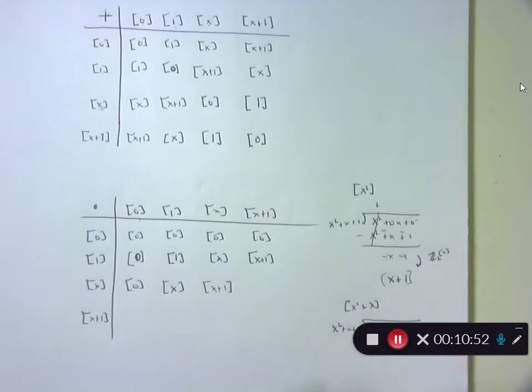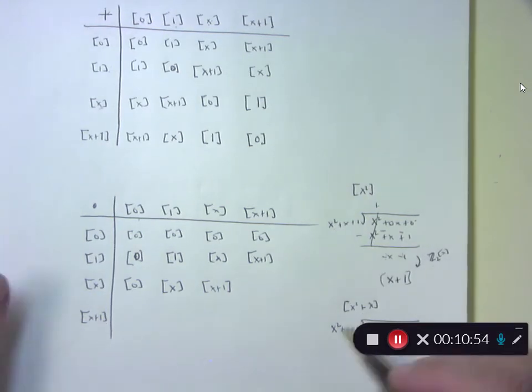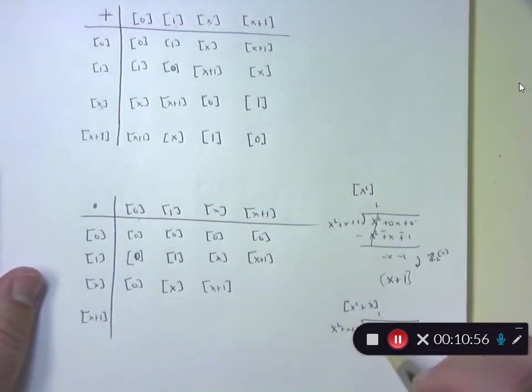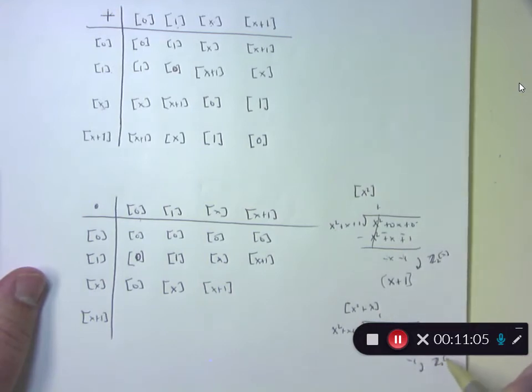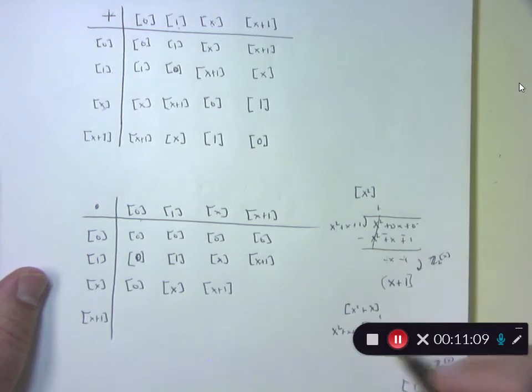There's my dividend there. Now, what times x squared is 1 again, so that'd be x squared plus x plus 1. Subtract, which changes your signs. This cancels and this cancels. 0 minus 1 is negative 1, but I have to put it back in terms of Z2 adjoined x, which makes it positive 1. So that's the equivalence class 1.